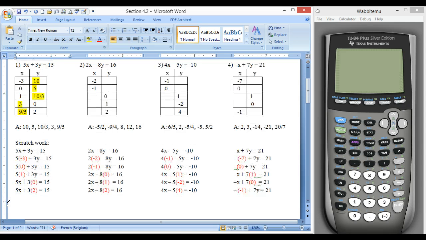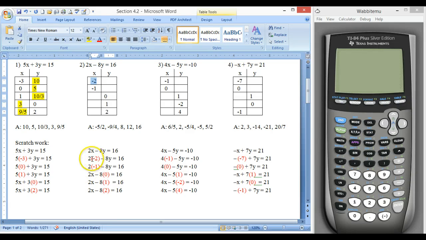Okay, here's our next table. 2x minus 8y equals 16. We'll be substituting in -2 and -1 for x, and 0, 1, and 2 for y. Again, I've already copied and pasted my equation down here and substituted the -2 in for the x for my first one. Don't forget parentheses. These negatives are really important so it doesn't get confusing.